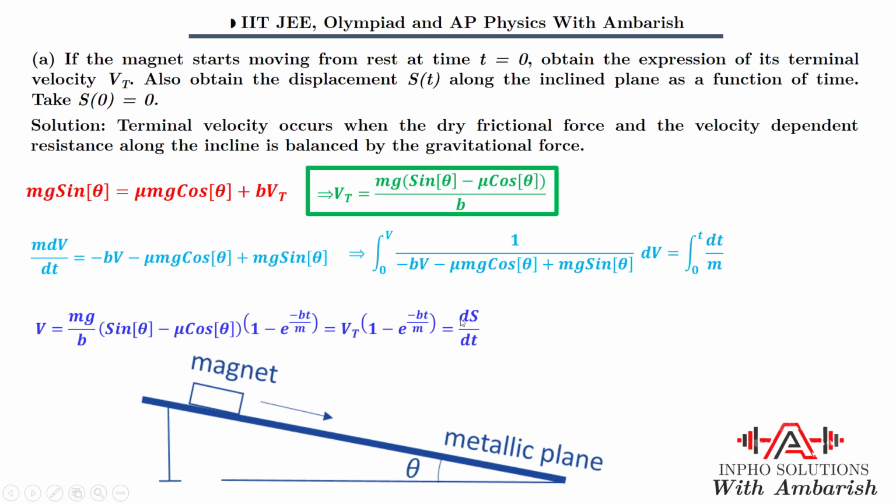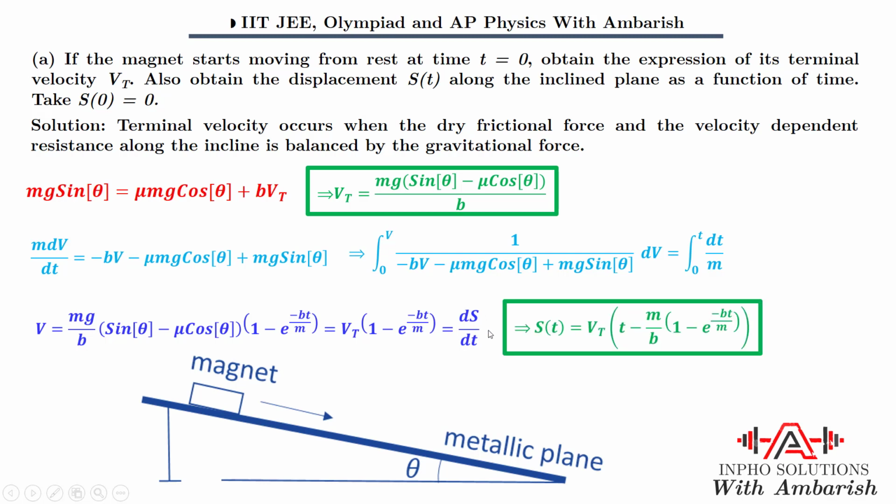Now how to find the displacement? Velocity is simply written as ds by dt, and you just again separate the variables and again integrate, and you get s as a function of time. s of t is equal to Vt into this term that you get. All right, so that's your displacement as a function of time. So that's what we were supposed to find in the second part. Okay, so this is part A.